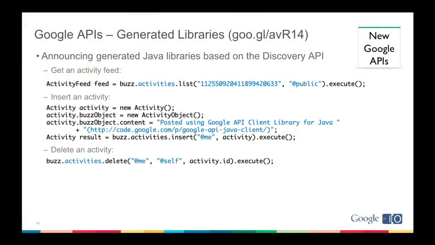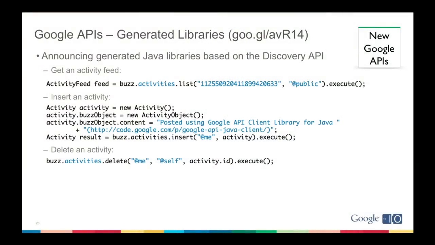So here's an example of how you can use it. I already showed this earlier, Google Buzz, getting activities list. I have here an example of inserting an activity. So this is based on the JSON schema. We can just generate Java classes right out of it. So I do new activity. I set the activity content. And I call the Buzz activities.insert method. I get a result back.